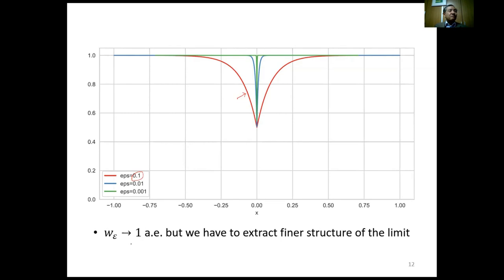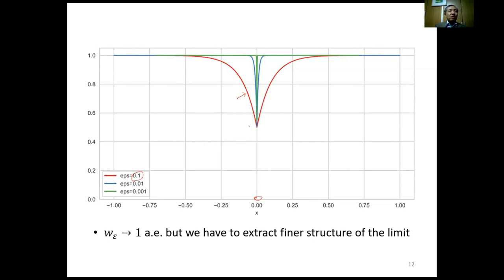And so the point is W epsilon tends to one almost everywhere, except this point. W epsilon converges to one almost everywhere, or even uniformly outside the neighborhood of zero. But we have to extract finer structure to get such a limit, because otherwise this is just one, and this is not so interesting, right? You have to find such kind of things.